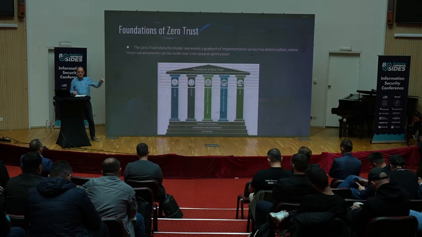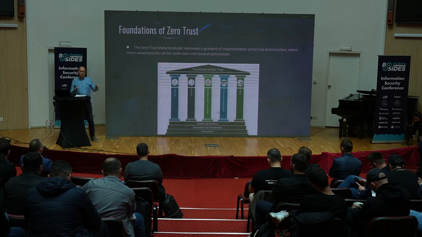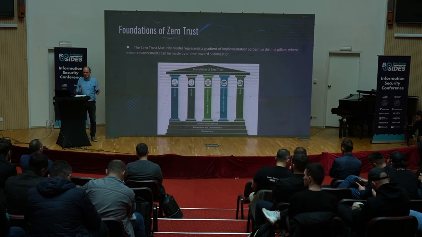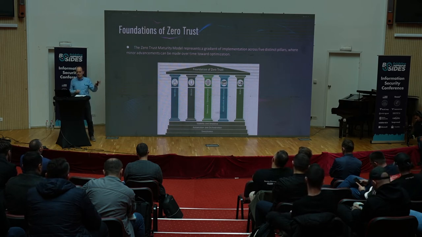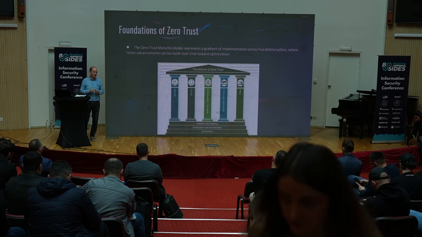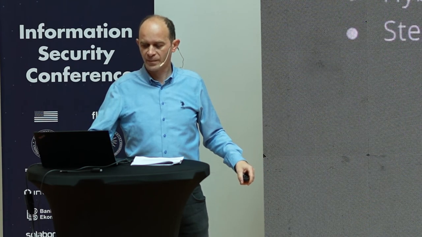So apart from NIST, CISA, another US agency, has developed the Zero Trust Maturity Model, and that is about identity, devices, network environment, application workload, and data. Those five pillars are based on visibility, automation, orchestration, and governance, as in their official figure.